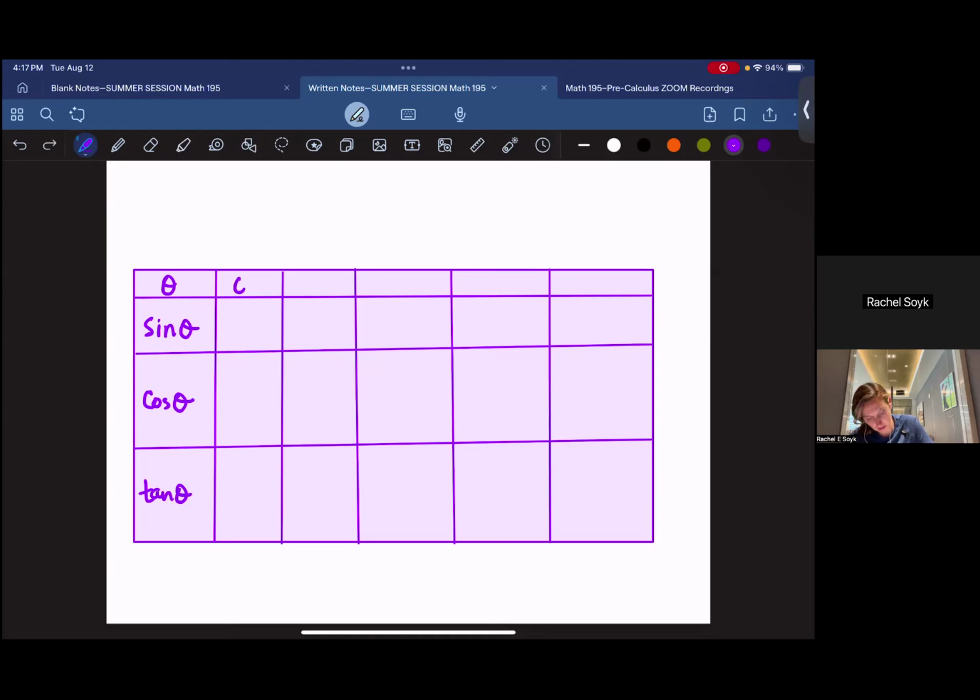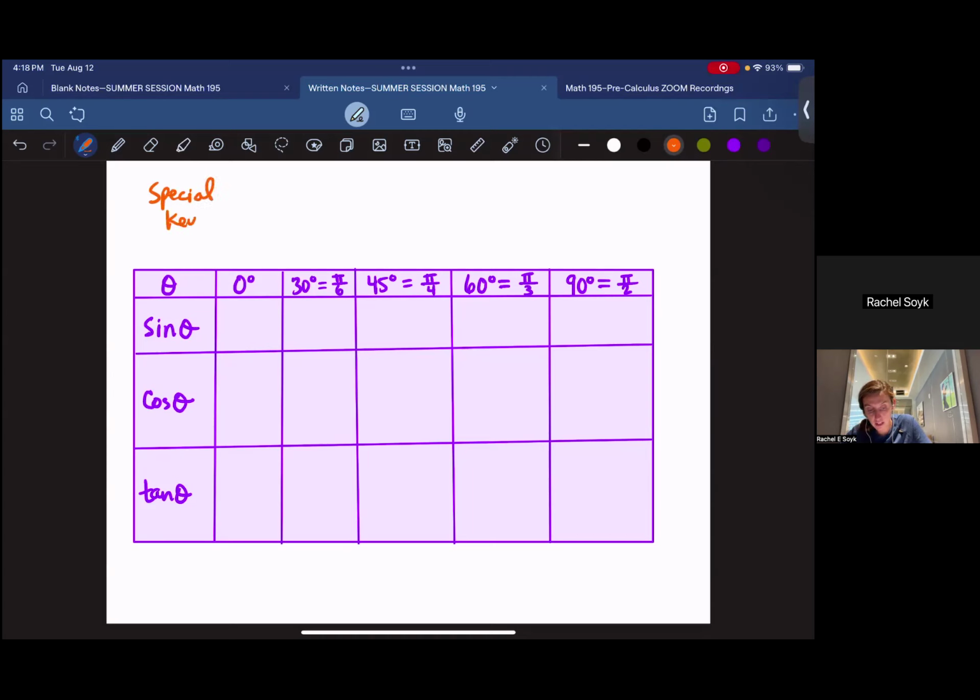0 degrees is the same as 0 radians. 30 degrees is the same as pi over 6 radians. 45 degrees is the same as pi over 4 radians. 60 degrees is the same as pi over 3 radians, and then 90 degrees is the same as pi over 2 radians.